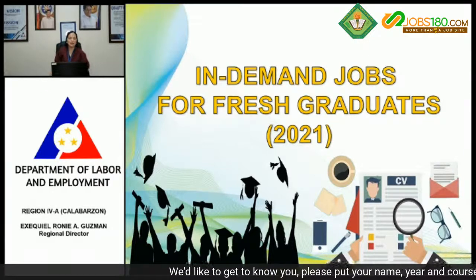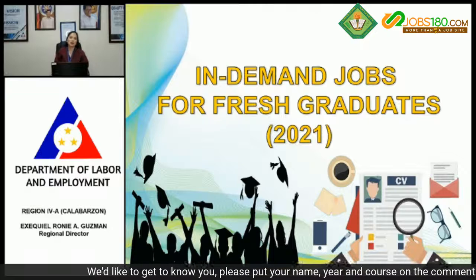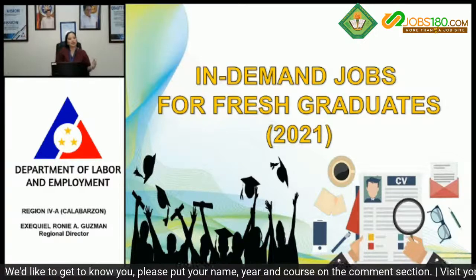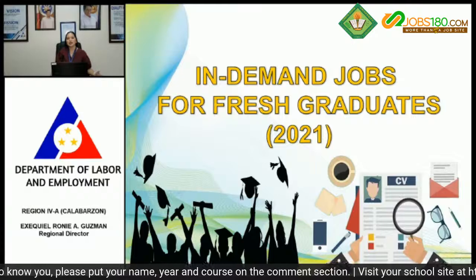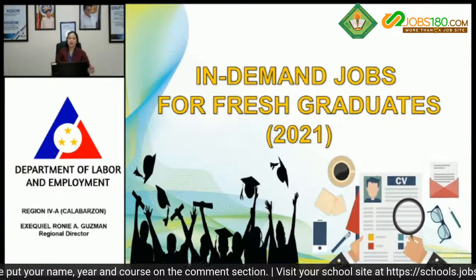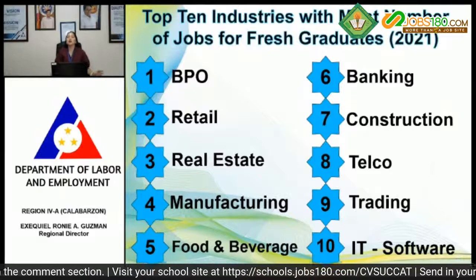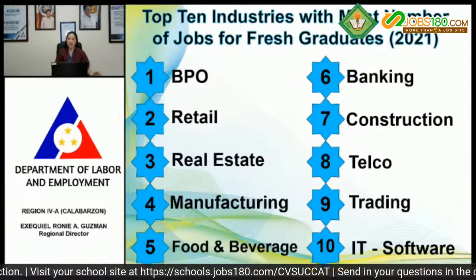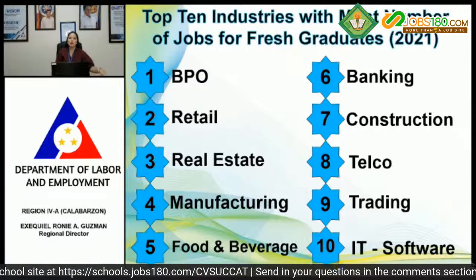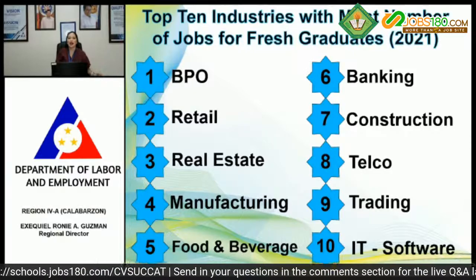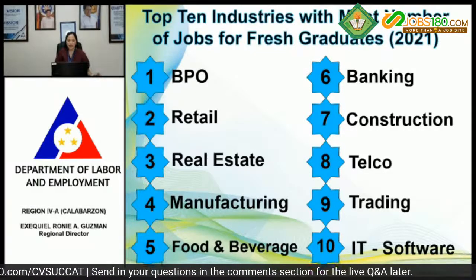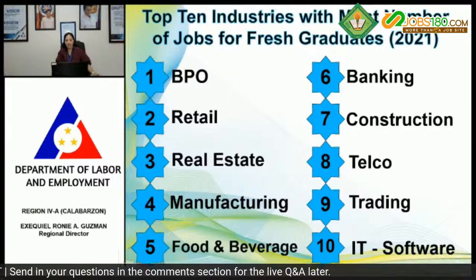Kasi minsan, nagkakaroon tayo ng job mismatch, graduate ka ng edu, graduate ka ng nursing, nasa BPO naman. So that is number 1, BPO. Number 2, industry is retail. Ito na po yung Alphamart, Pure Gold, kahit saan ka pumuntang kanto, meron. We have number 3, real estate.